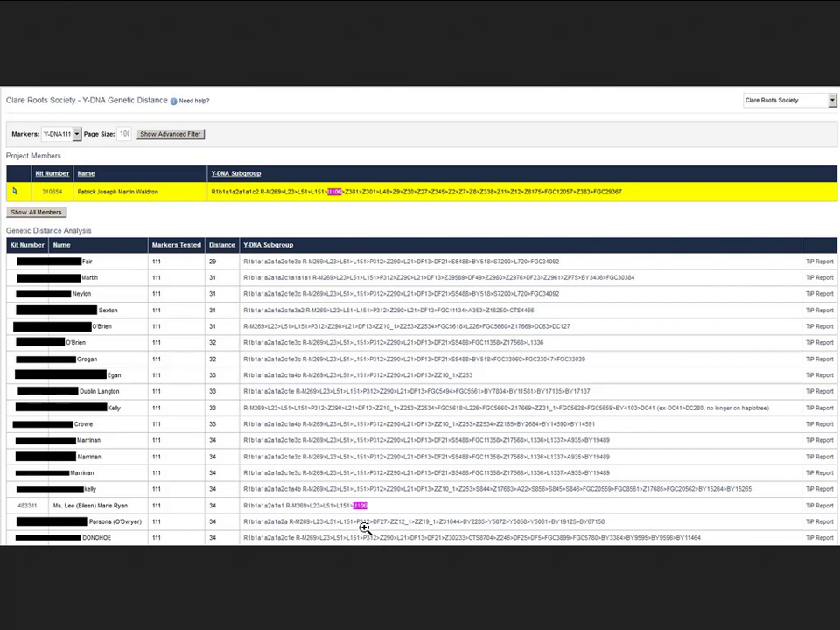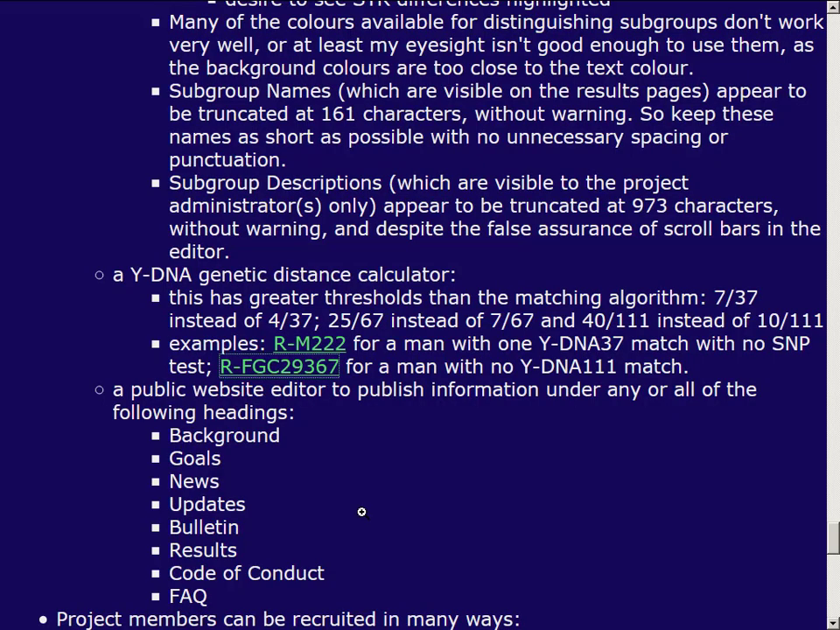Of all my close matches within the project, there's only one down here from that U106 branch. So I'm so far away from everybody else with Clare roots, it's not very helpful in my case.